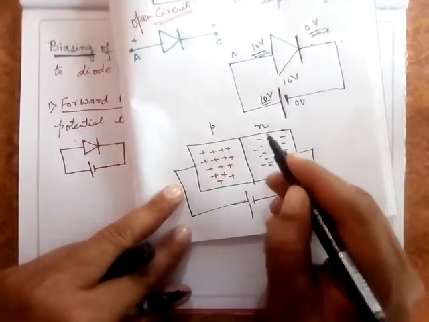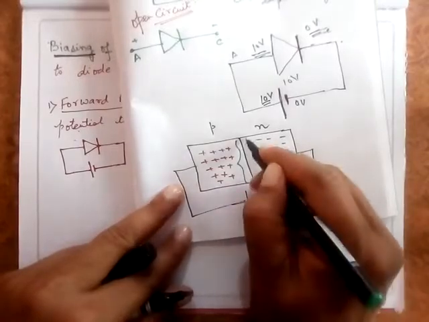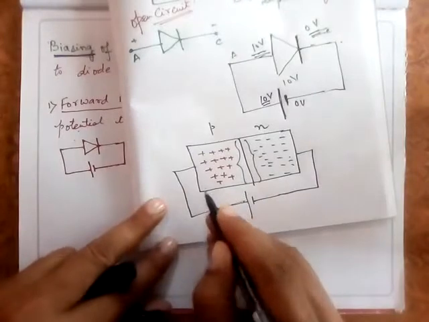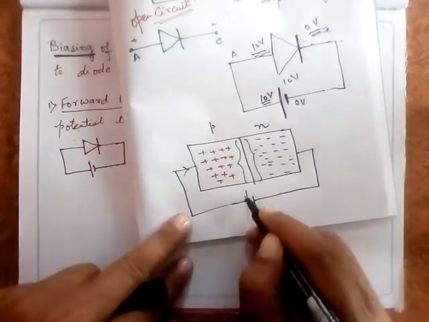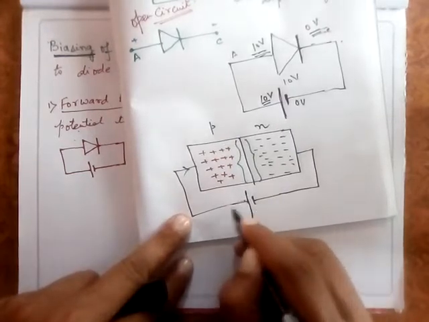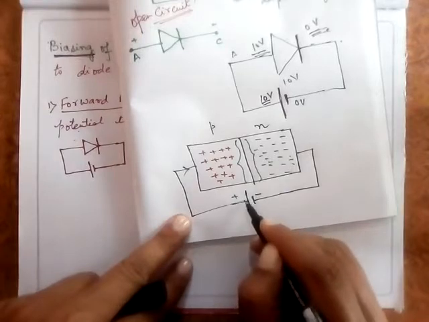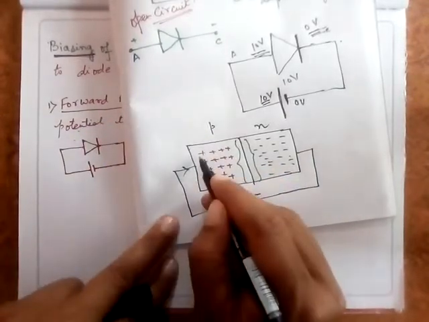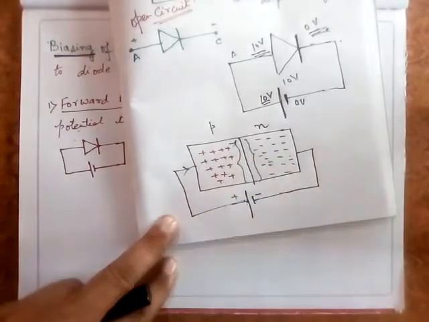But remember that here a depletion layer is already there. Now when I apply this here, this battery will supply electrons, and I can say this is positive and this is negative. This will supply electrons here, and naturally these holes will be repelled by the positive terminal of the battery and they'll cross the junction. But what will happen? Look at the VI characteristics of this.